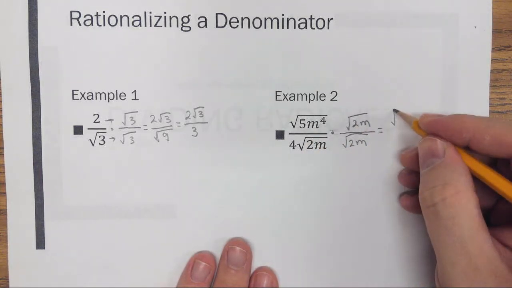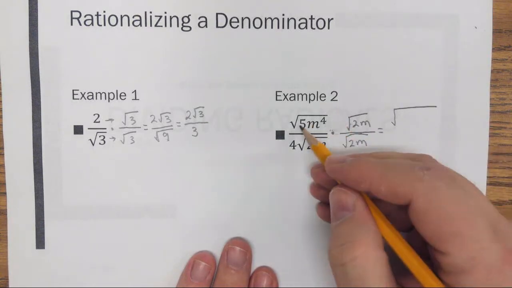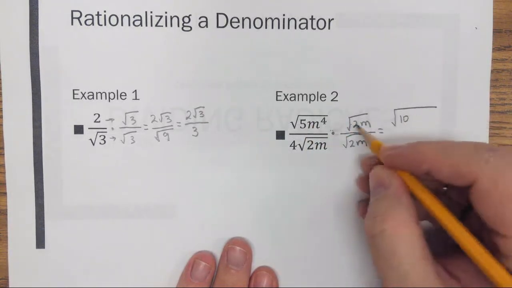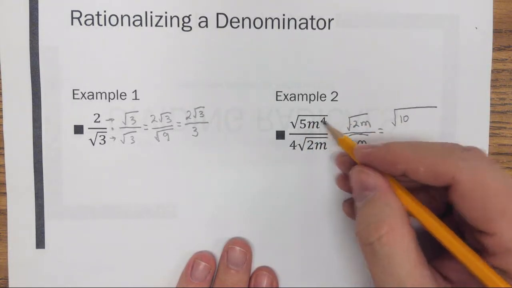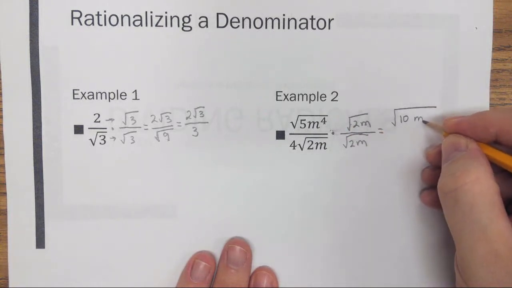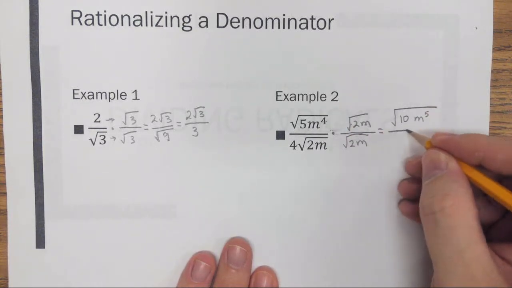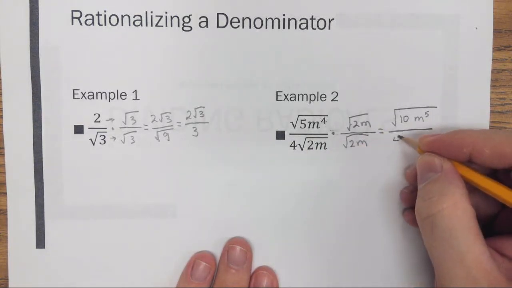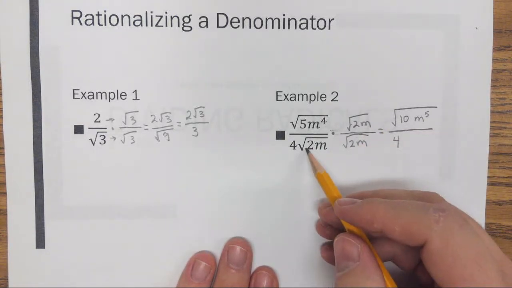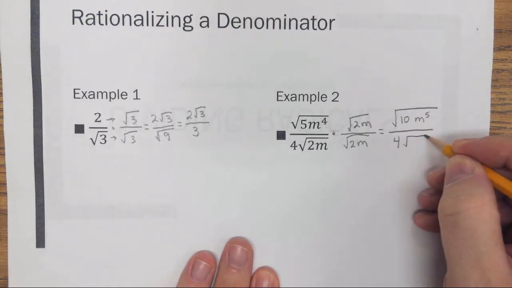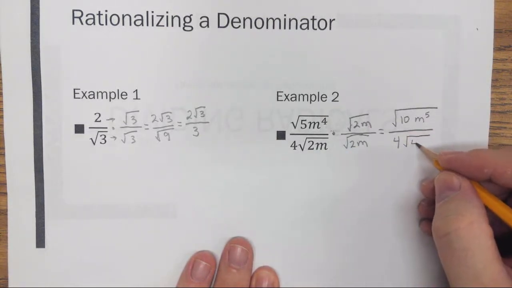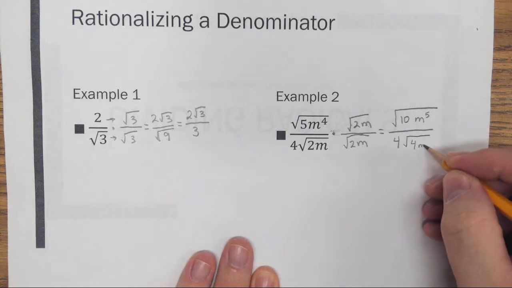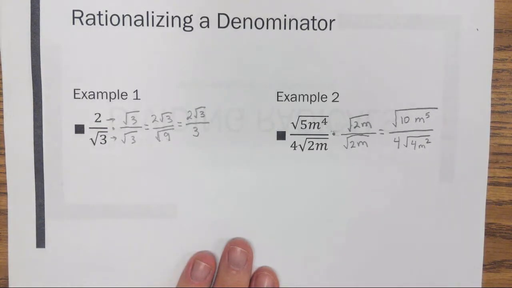Now I've got the radical. 2 times 5 is 10. M times m to the 4th, that's 4 m's, that's 1 more m. That's going to be m to the 5th. Got the 4 times the 1 out here, that's just going to be 4. This is going to be radical. 2 times 2 is 4. M times m is m squared. There we go. Now let's simplify.